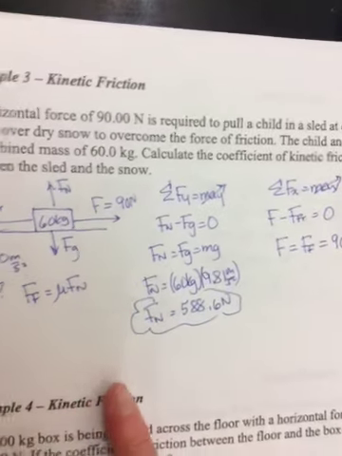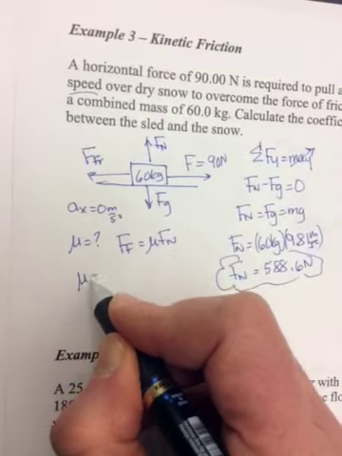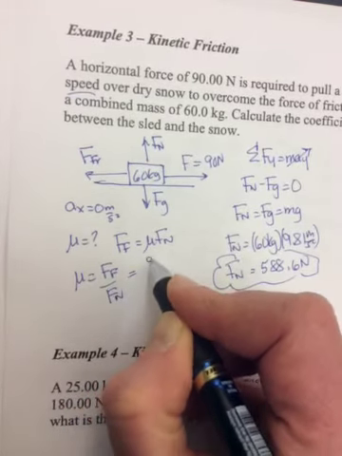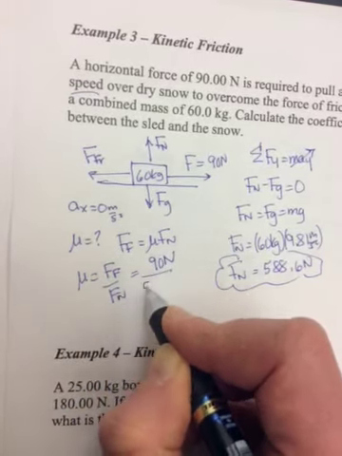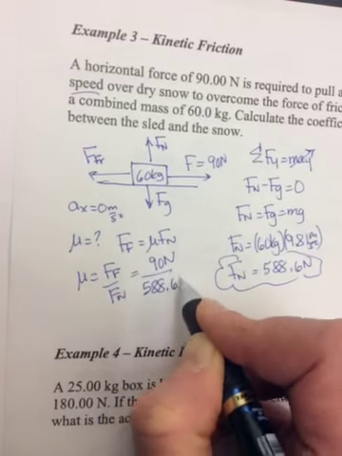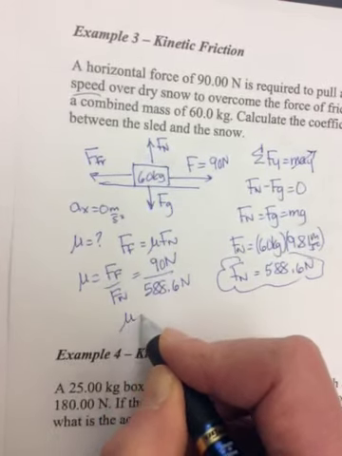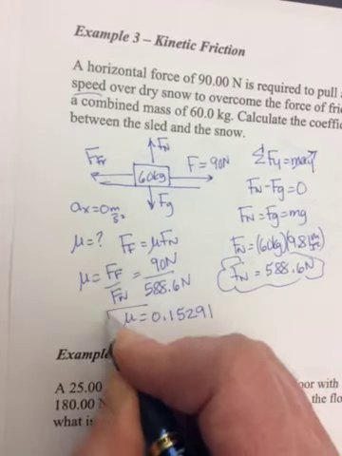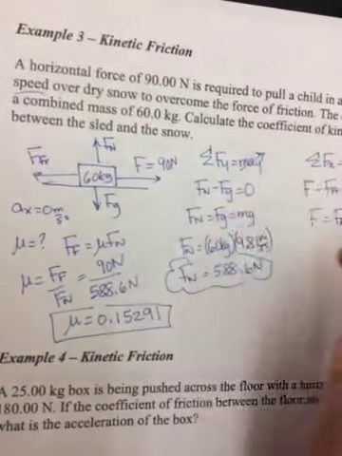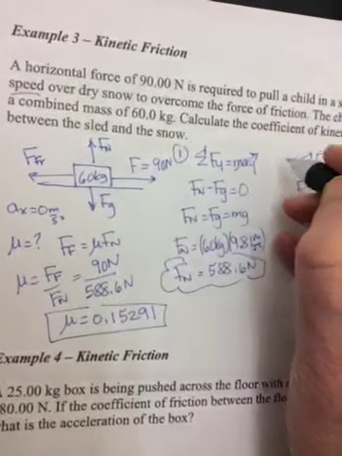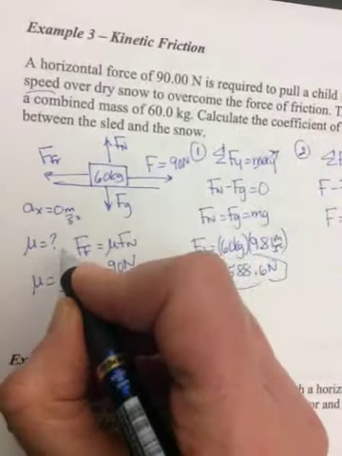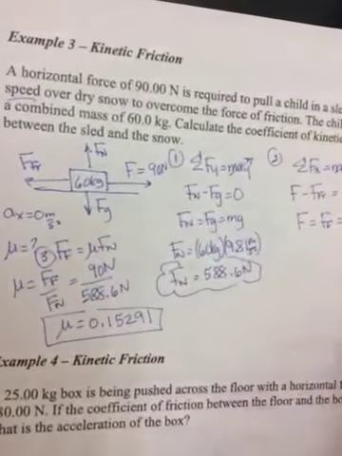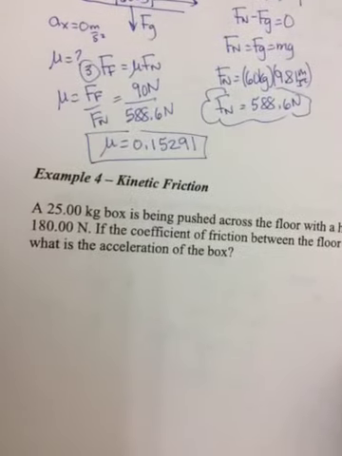It will not always be this way, I promise. So mu is equal to friction divided by the normal force. So 90 newtons divided by 588.6 newtons. And you should get a mu of 0.15291. Okay, so your 3 steps: sum of the forces in the y direction, sum of the forces in the x direction, and friction equals mu Fn. And which one of number 2 and number 3 you do first depends on what they've given you.